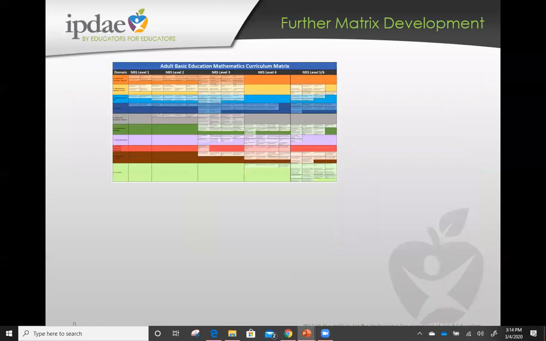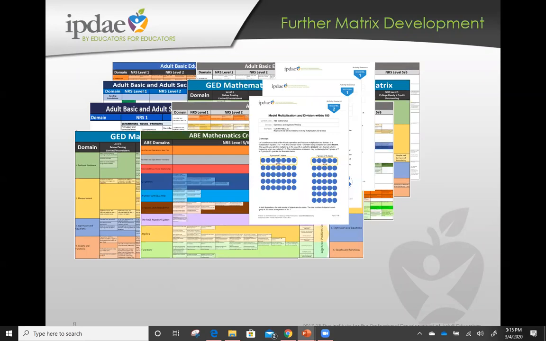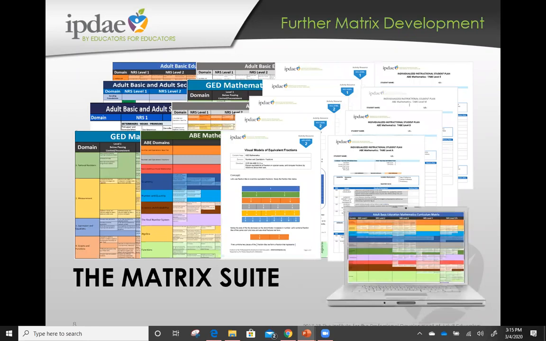So we started off with the math matrix, because math was one of the most problematic subject areas of all the 3 subject areas in adult basic ed. That's usually the least performing of all. And as IPDAE gained additional funding and resources from the Department of Education, we were able to develop additional matrices. These are core matrices such as the reading curriculum matrix, the language curriculum matrix, the GED curriculum matrix. We even created other versions and layers of matrices, okay?